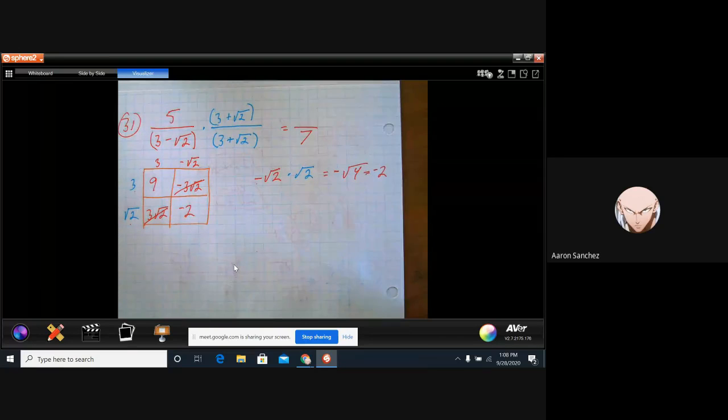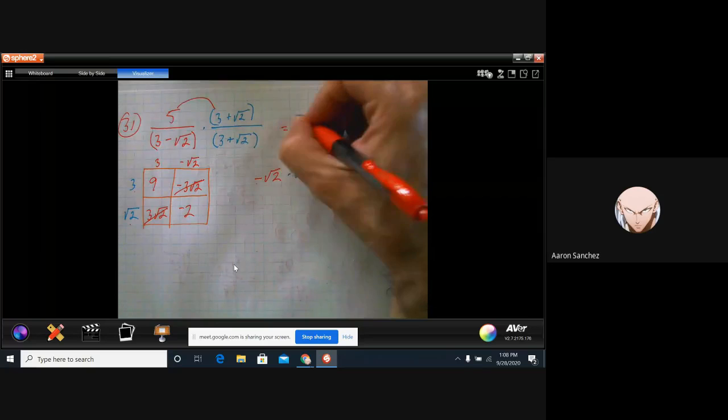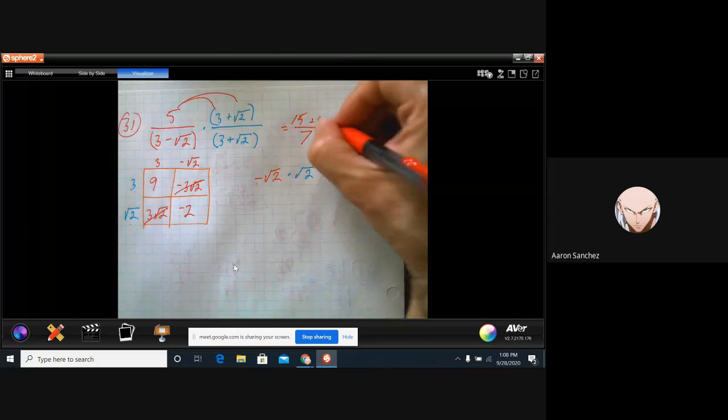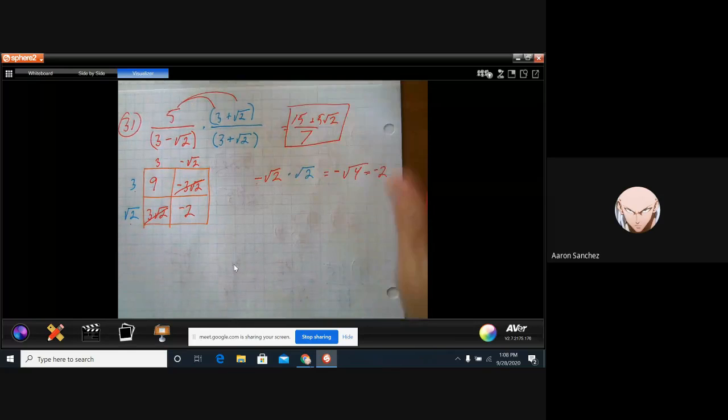That's my denominator. And my numerator is going to be 5 times 3 is 15. And 5 times square root of 2 is 5 square root of 2. And that is your final answer. I'll let you look at that for a second so you can contemplate it.